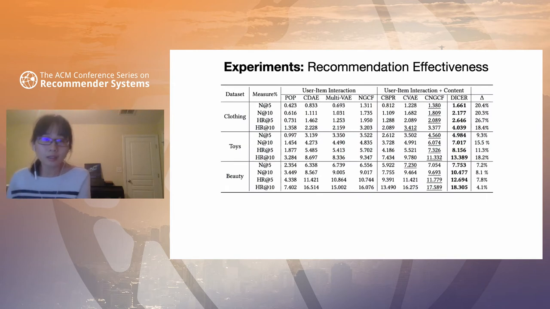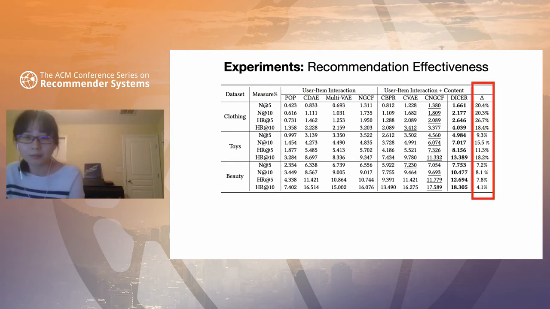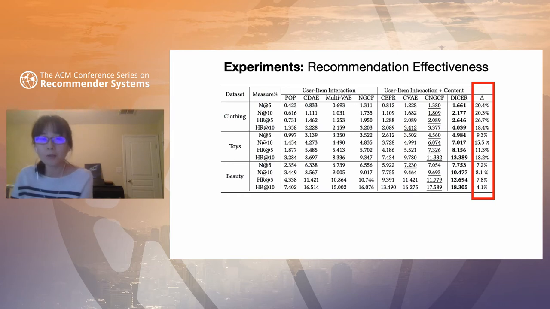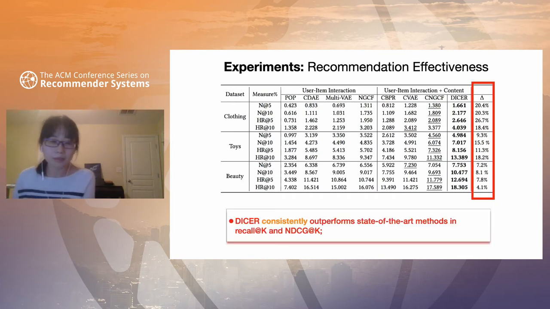So here are the experiment results of our proposed model Dicer compared with the other baselines throughout the three datasets from Amazon. The last column shows the improvement of our proposed model Dicer compared with the next best performing baseline. Since all the numbers are positive, it shows that Dicer consistently outperforms state of the art methods in recall at K and in NDCG at top K.